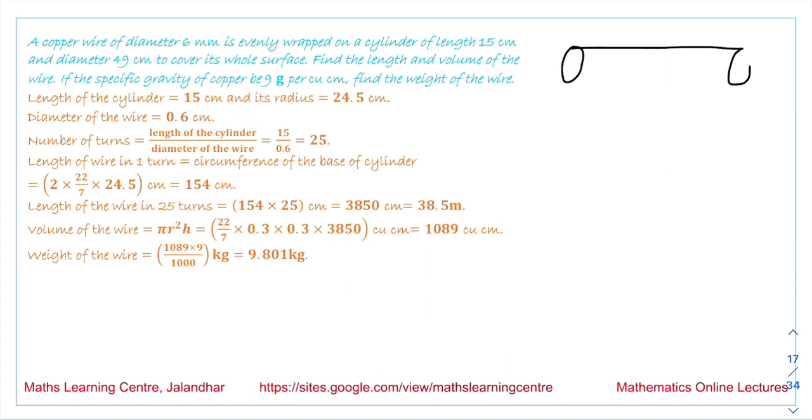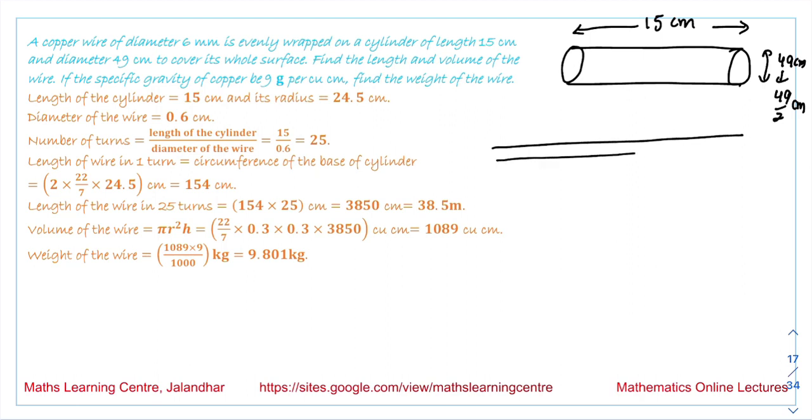The cylinder is there, and the length of this cylinder is 15 centimeter, and the diameter of this cylinder is 49 centimeter. So the radius of this cylinder is 49 by 2 centimeter. Then a copper wire is there, and the diameter of this wire is 6 millimeter, that is equal to 6 by 10, which is equal to 0.6 centimeter.